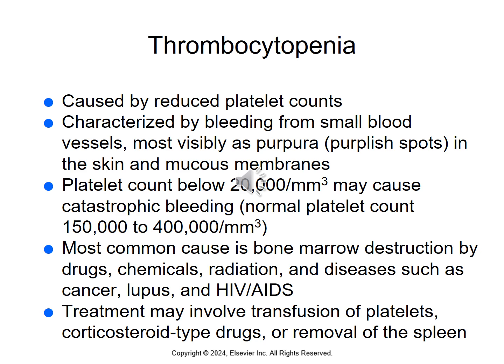Thrombocytopenia is caused by reduced platelet count, characterized by bleeding from small blood vessels, most visible in purpura, or purplish spots on the skin and in the mucosa. Platelet count below 20,000 may result in catastrophic bleeding. Normal platelet count is 150 to 400,000.